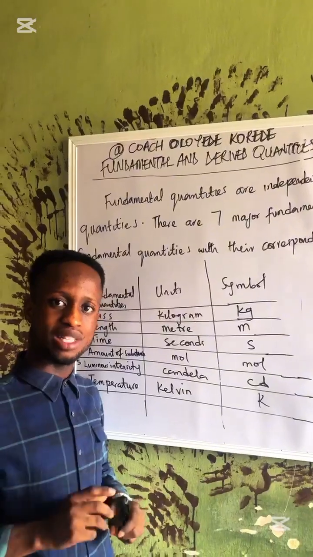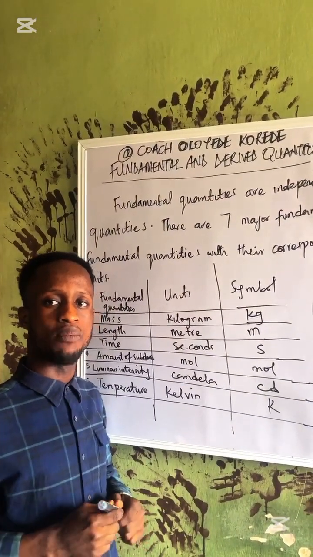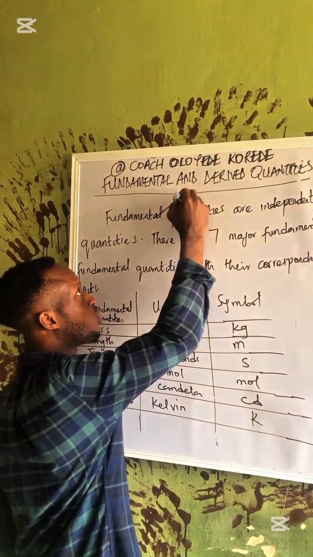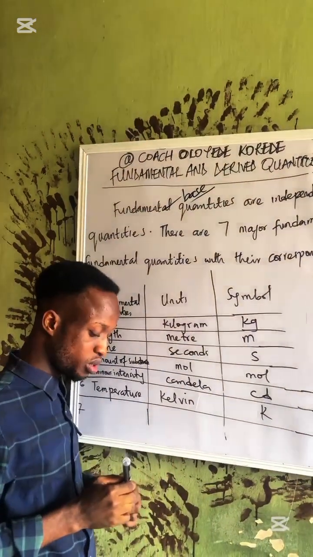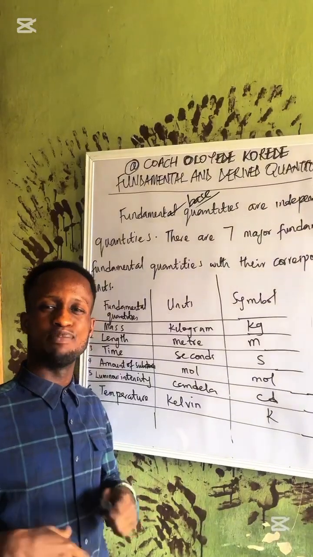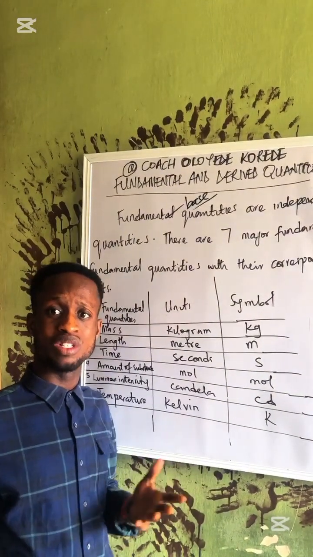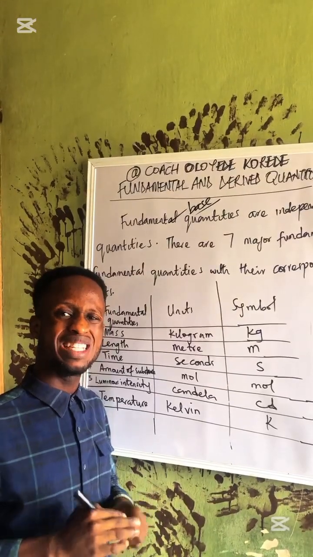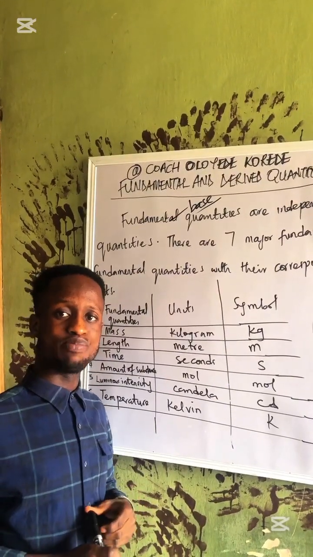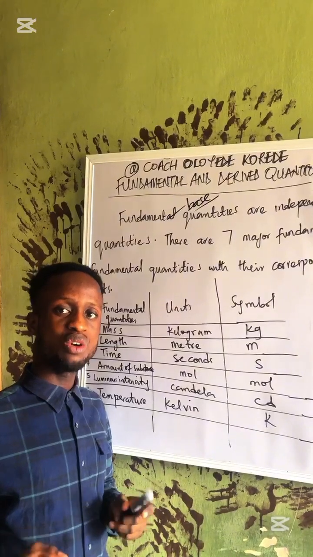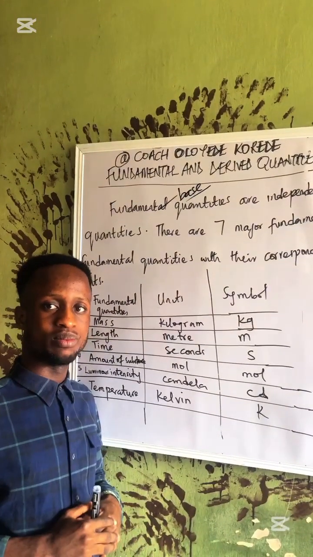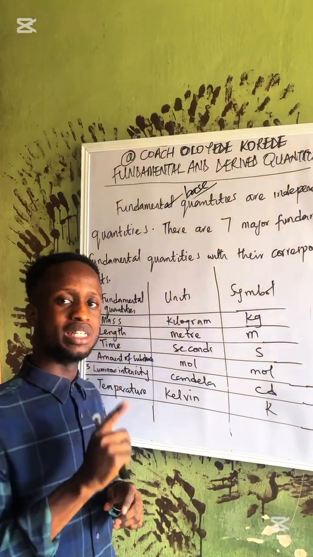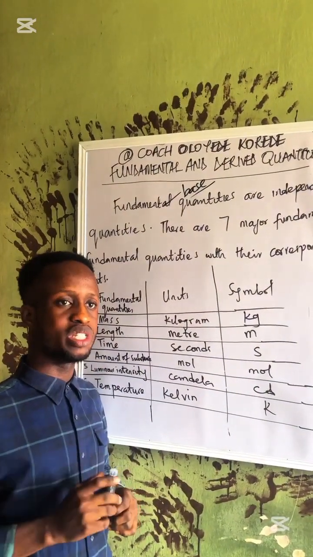Now, when we talk about fundamental quantity, another name for fundamental is the word base. So when you hear fundamental, you can also call it base quantity. For example, many students have been asked the question, what are base quantities? What do you mean by base quantities? Fundamental quantities are also referred to as base quantities, and they are independent quantities. Independent means they can stand on their own. They do not require the help of any other unit. This is what differentiates them from the derived quantities and their corresponding units.